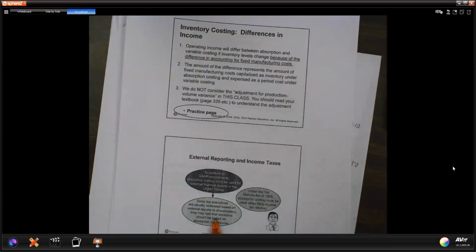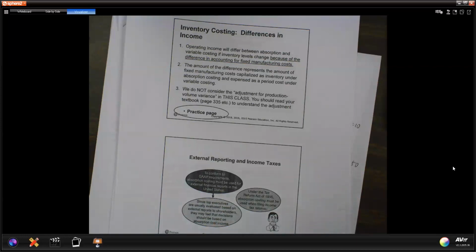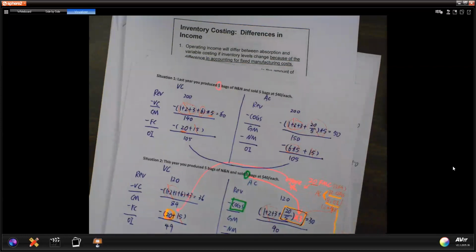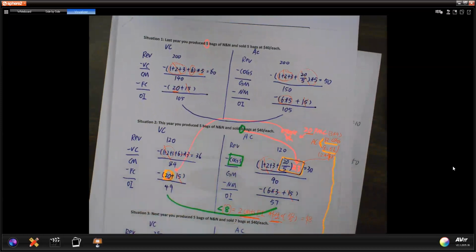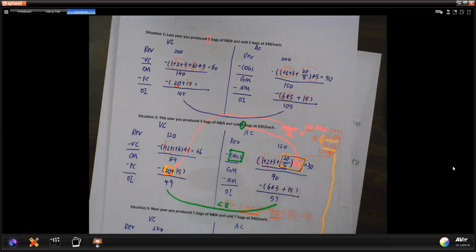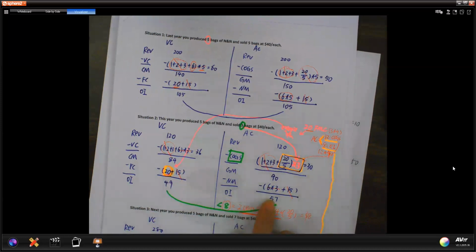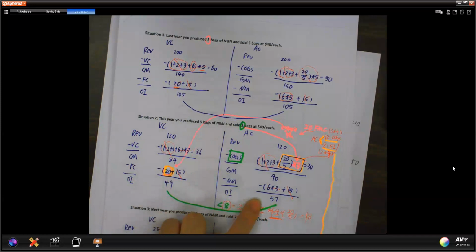Since your absorption costing method is used for the financial reporting, managers will realize that, hey, if this year I feel like I'm not going to meet my target, there is a way I can improve my operating income, not by really being better, just by producing more units than my sales. Look at situation 2. You didn't do anything different. All you did is you produced more than your sales, and you boosted your operating income by $8.